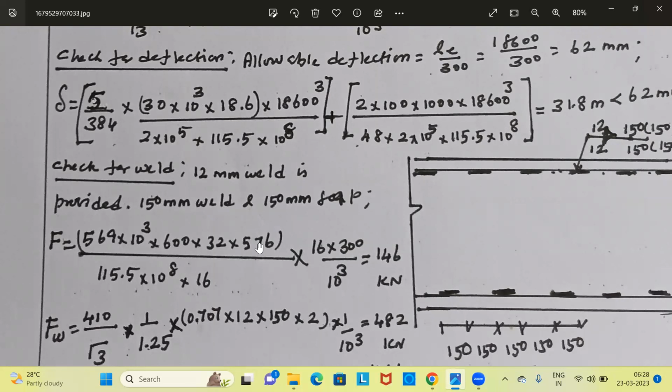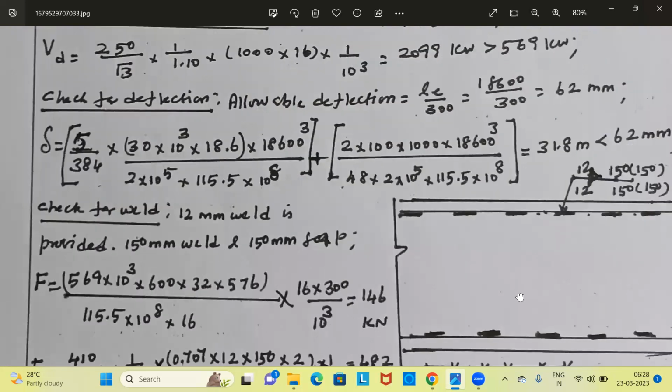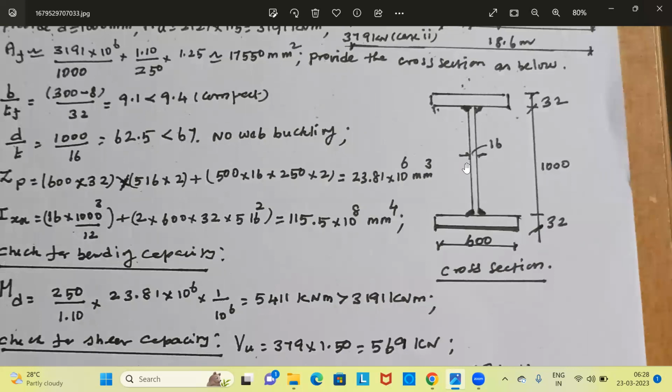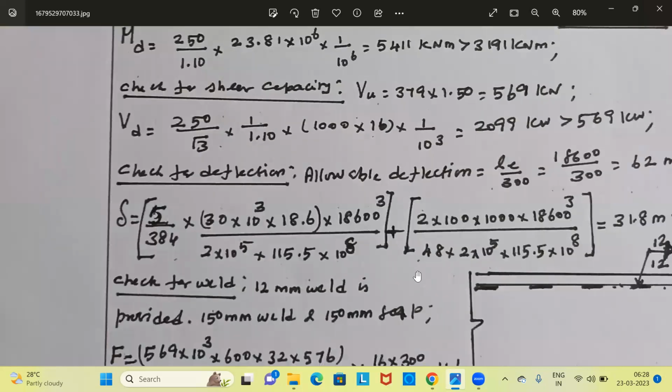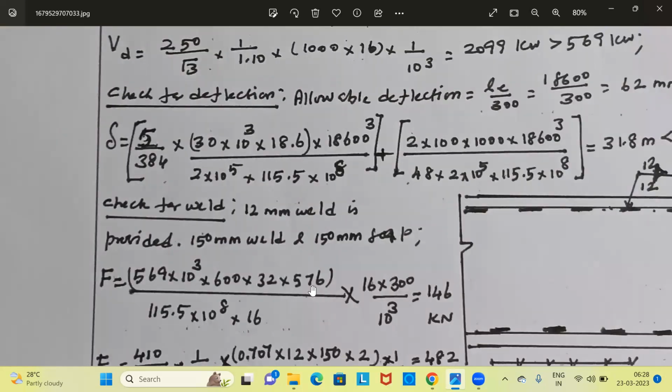It is not 576. It is 516 mm. Y bar is 500 plus 16, that is 516 and not 576. I'm sorry, it is 516.